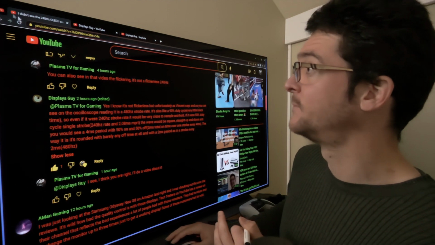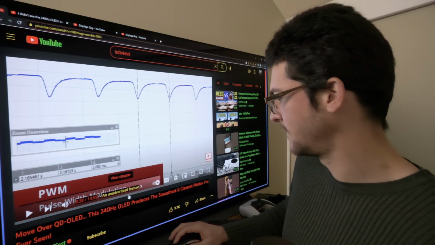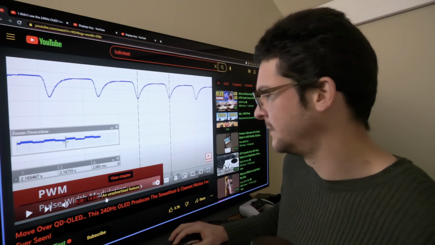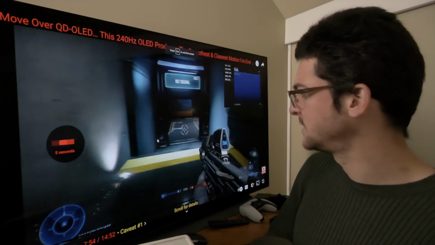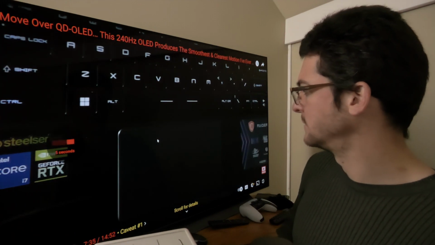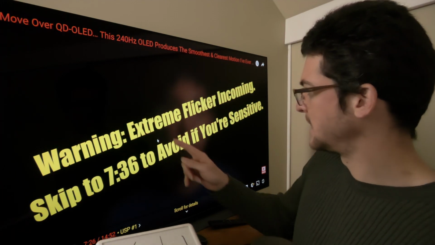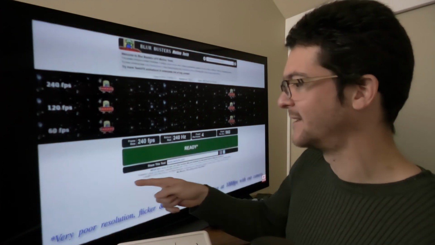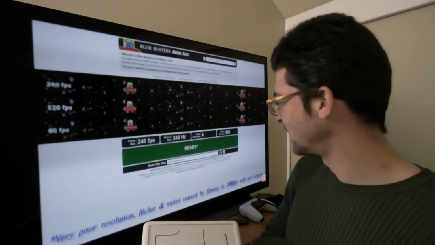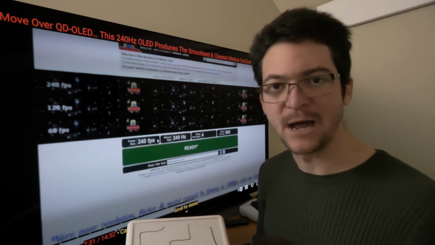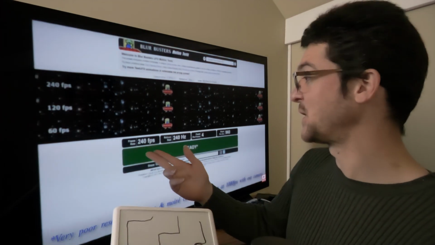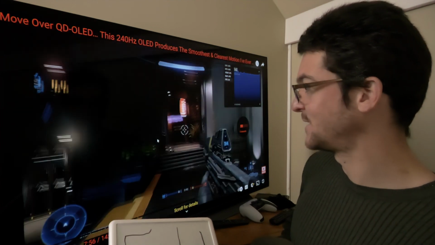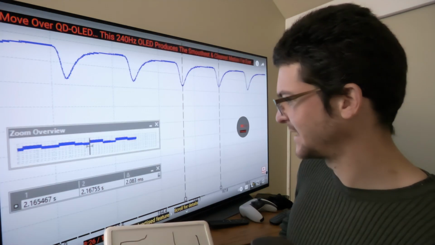So yeah, but this display is flickering. Somebody commented that it doesn't have flickering. It does. We can look at the flickering here. Even HDTVTest gives you a warning: extreme flickering incoming. And we can see how it flickers because he's recording it at 1000 frames per second. So it flickers.